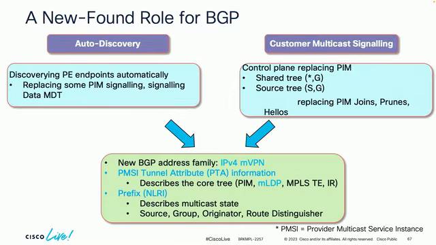So BGP has a new address family for next generation MVPN, which is IPv4 MVPN. And then we have multiple tunnel attributes defined. These tunnel attributes say what exactly underlay tree mechanism we are going to use to build the core tree. And then we have NLRI. These NLRI consist of source, group, and a bunch of BGP predefined addresses, for example, originator and route distinguisher.